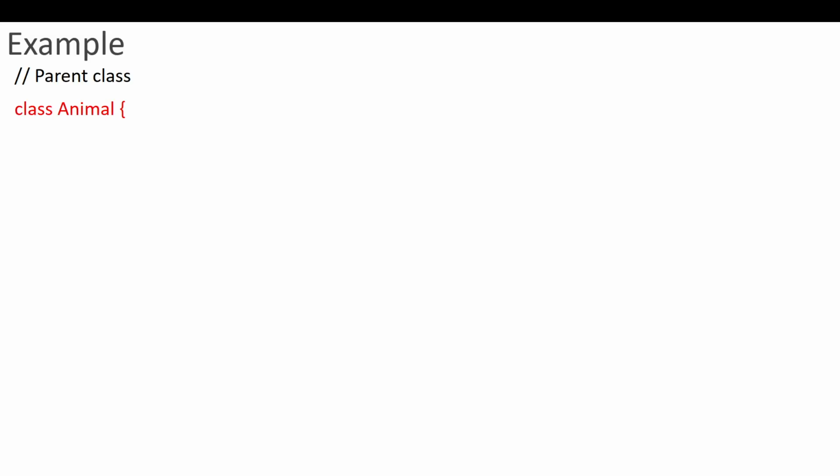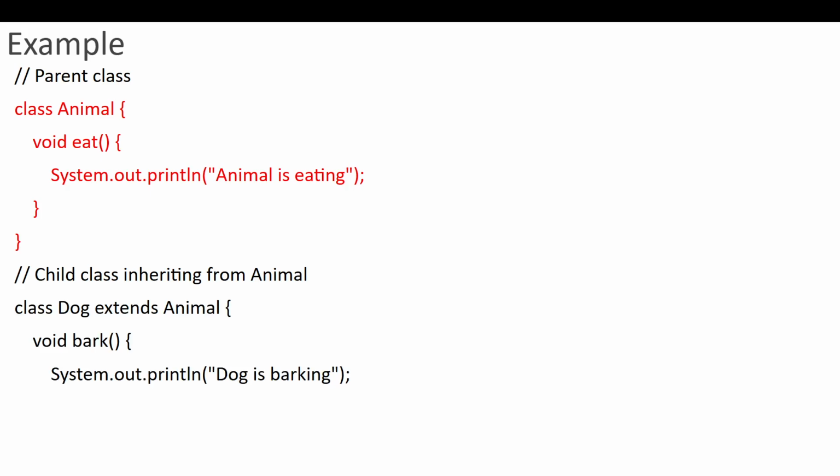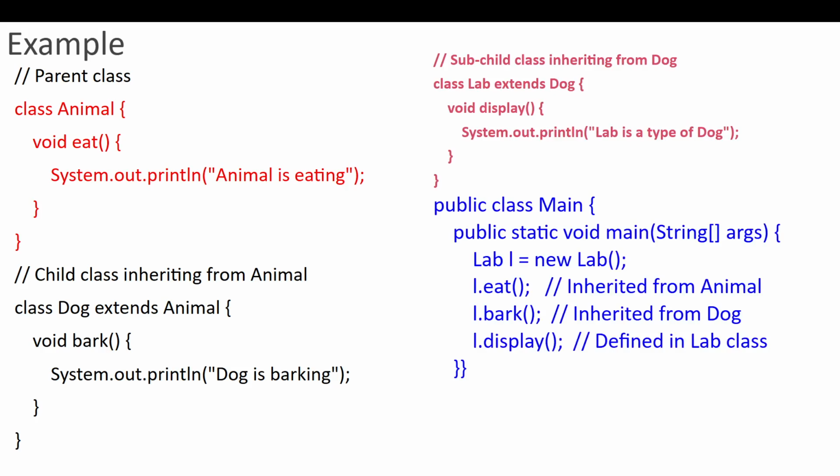We can take the same example, animal class. It contains one method, eat, which displays animal is eating. Another class is derived from this animal class, the dog class. It has a bark method. It displays the dog is barking. So the dog class contains the bark method and the eat method. The eat method is inherited from the animal class. Then one more class is created, called lab. The lab class is inherited from the dog class.